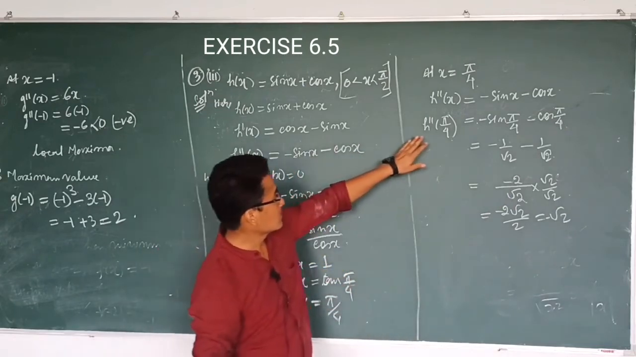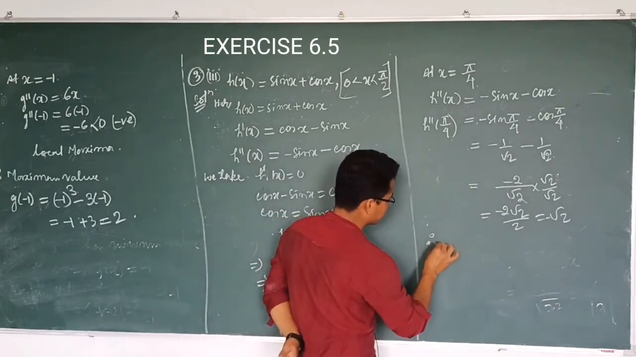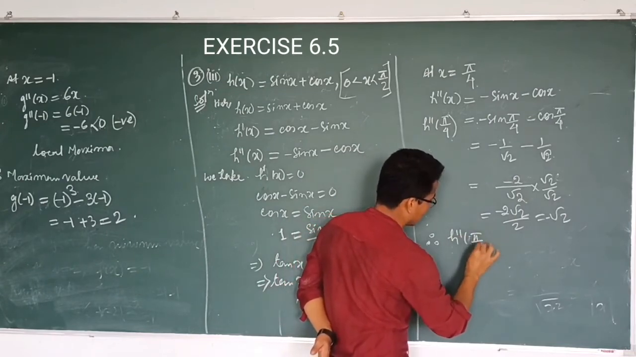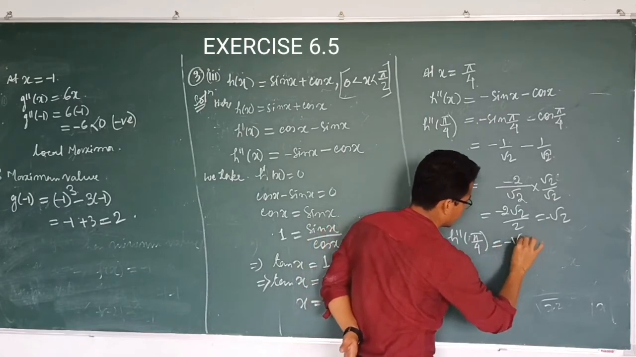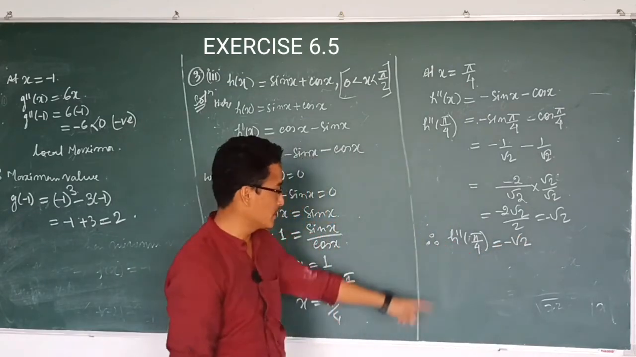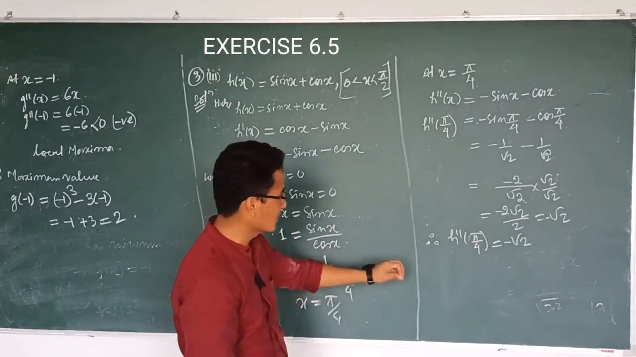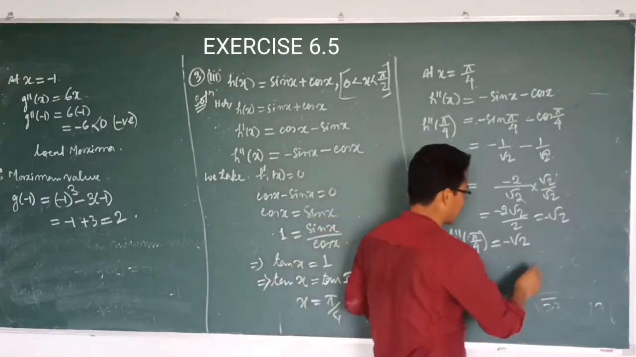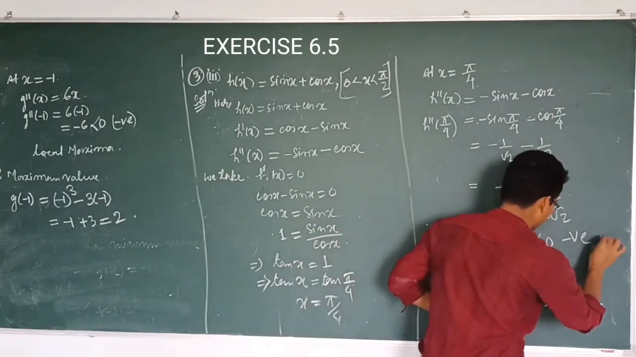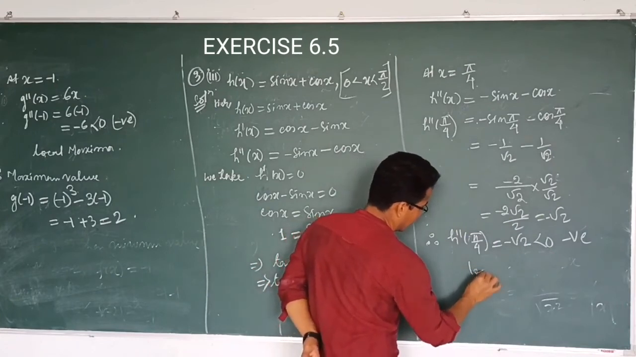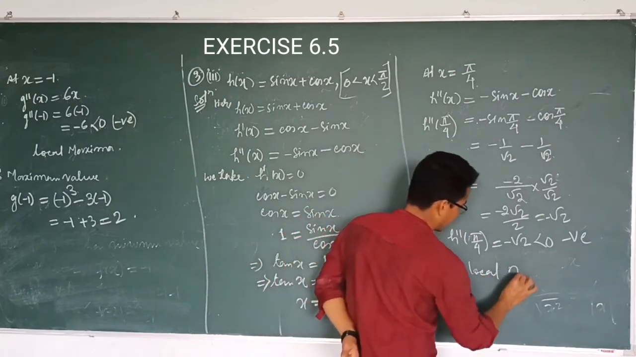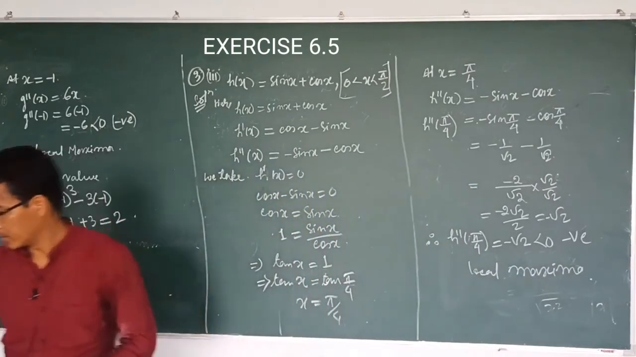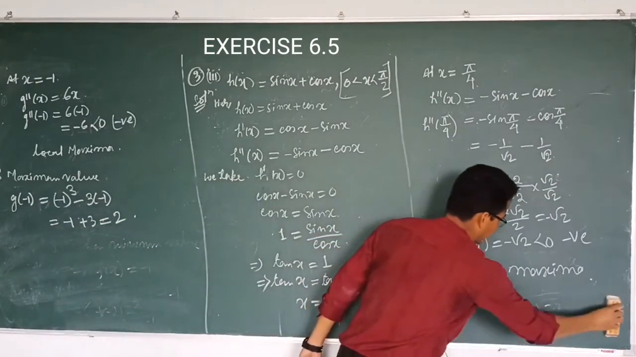Therefore h double dash pi by 4 equal to minus root 2. Minus root 2 is a negative value. So if you get a negative value, then we get a maximum, less than 0, negative. So it's local maxima. Okay, so we will get local maxima.